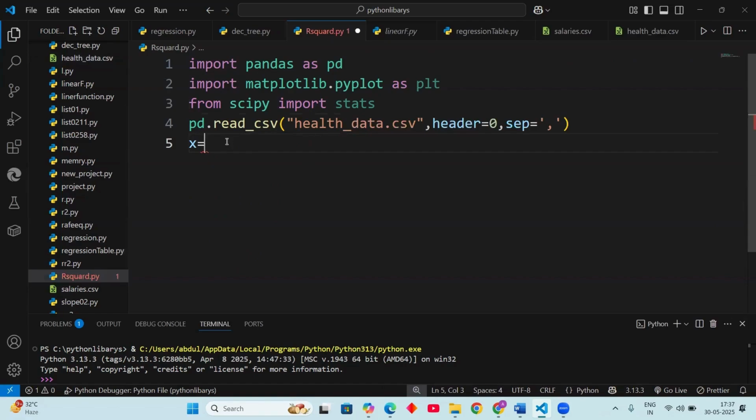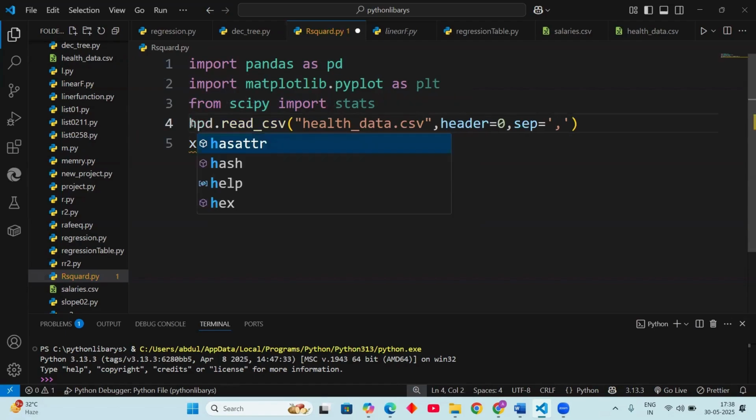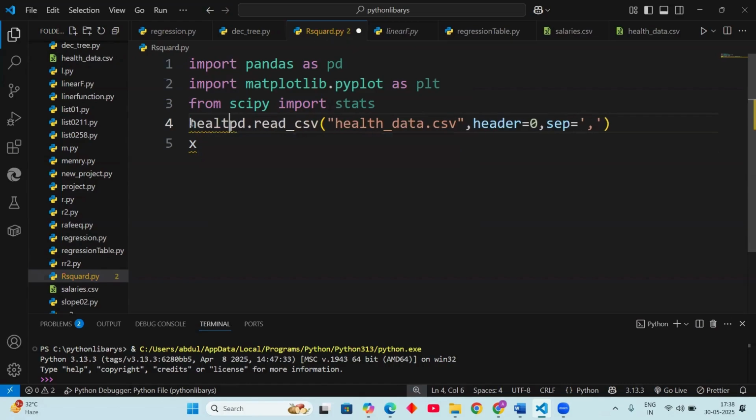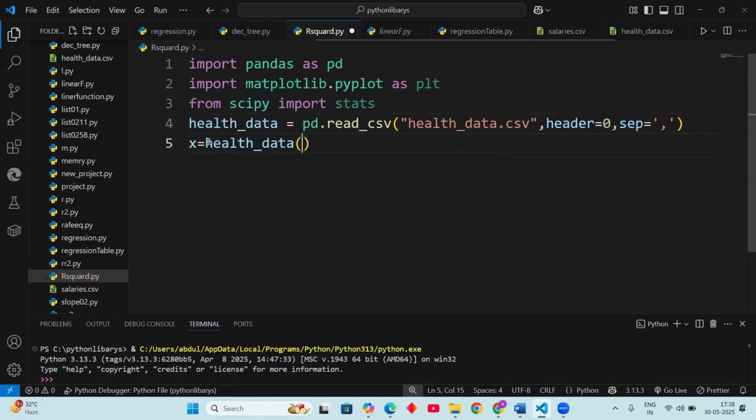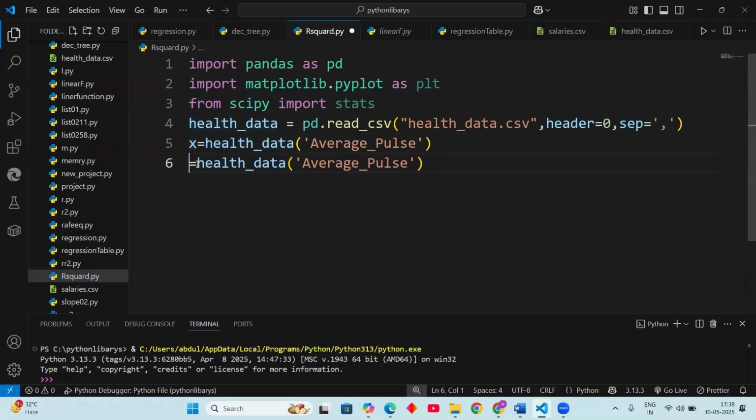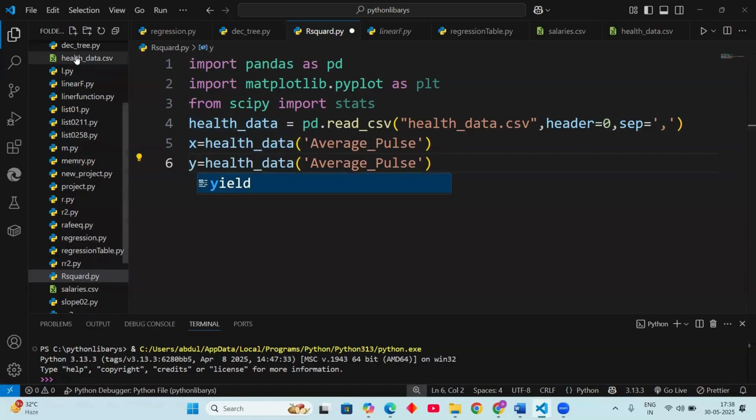So let's take the average pulse from the data set. So here I mentioned health data. Right, I didn't assign any variable to the pd. So assign a variable like health data equals to. So for x I am assigning health data. In health data I am considering average pulse. Same for the y, I am assigning calories burnage from my health data set.